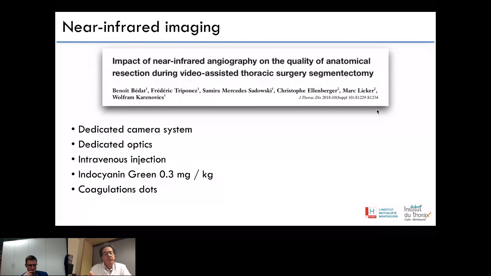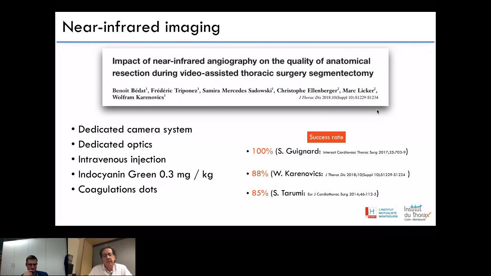So for this, you need a dedicated camera system, a dedicated optic. We use indocyanine green injected intravenously at the dose of 0.3 milligram per kilo. And because we don't use the same system for the marking and for the rest of the operation, we switch to our deflectable scope for the rest of the operation. So we put these coagulation dots like this.